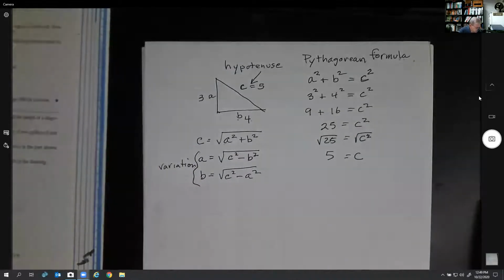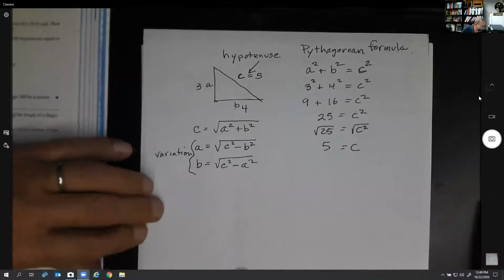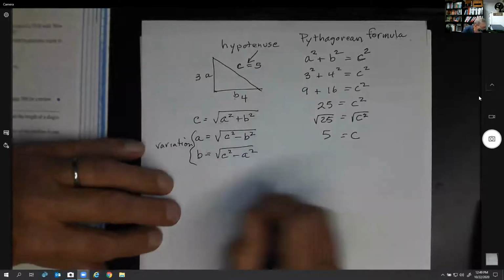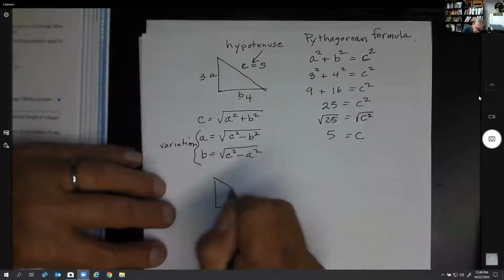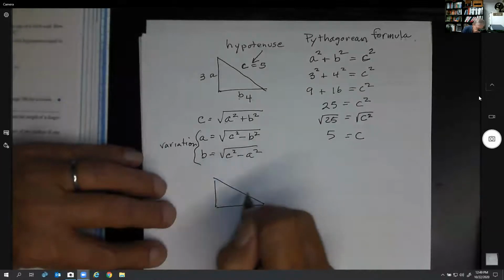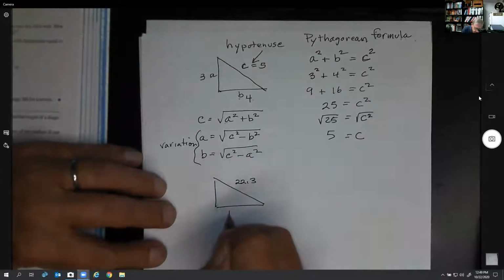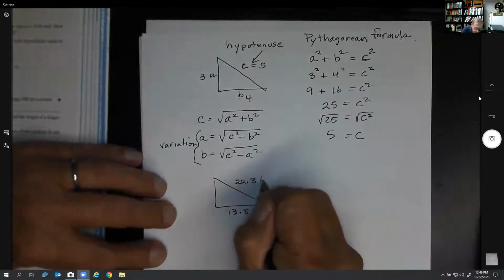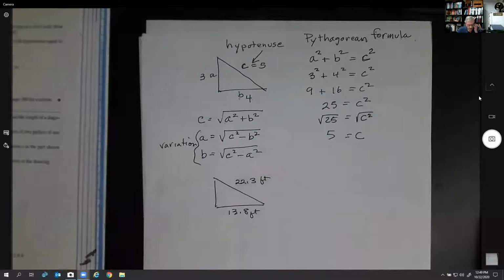Okay, so you get an idea. So let's try a couple examples here, okay? Let's say we had this drawing right here. And this distance here is 22.3. And this distance here is 13.8. And let's say these are feet. What would this measurement be?